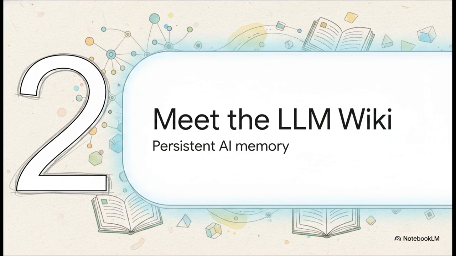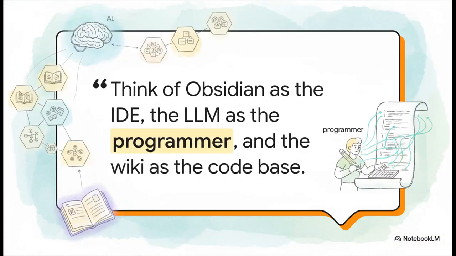Section 2. Meet the LLM Wiki, your AI's new persistent memory. Andre Karpathy actually flips the old model completely on its head here. He says to think of Obsidian as the IDE, the LLM as the programmer, and the wiki as the codebase. So instead of searching raw documents every time you ask a question, you have the AI read your documents once to build an evolving, interlinked encyclopedia. You use a program like Obsidian as your viewing environment. The AI acts as your active organizer, and the resulting structured wiki becomes your permanent knowledge base.